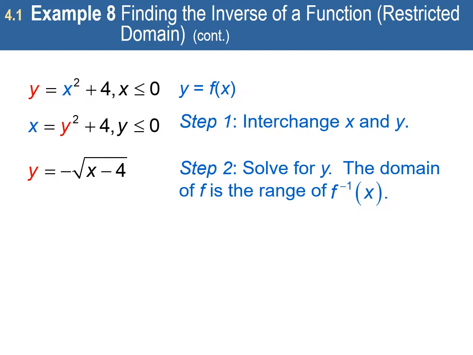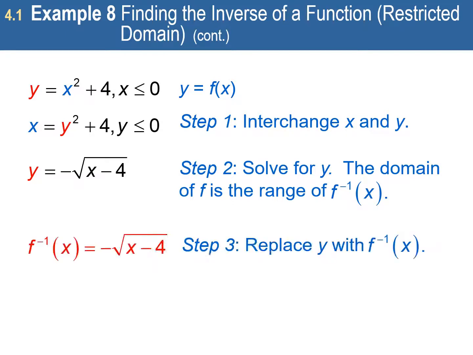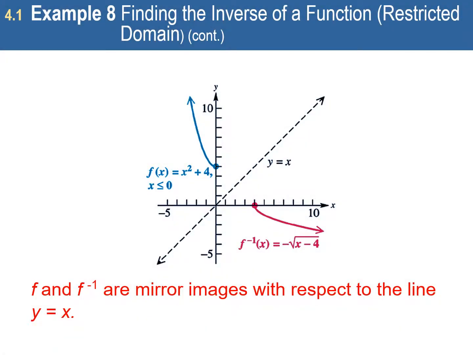The domain of f is the range of f inverse. So f inverse is negative square root of x minus 4. Now we need the negative root instead of the positive root because we restricted x to be negative, and therefore y has to be negative on the inverse side. Now, if I were to graph f and f inverse and the line y equals x, if I were to fold these graphs along this line y equals x, they would match up perfectly.